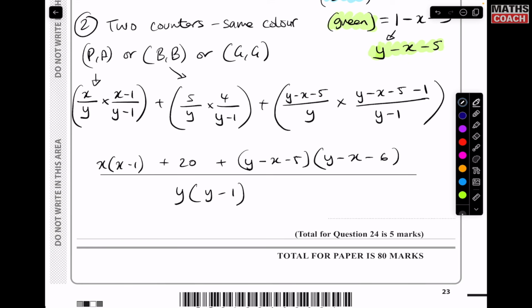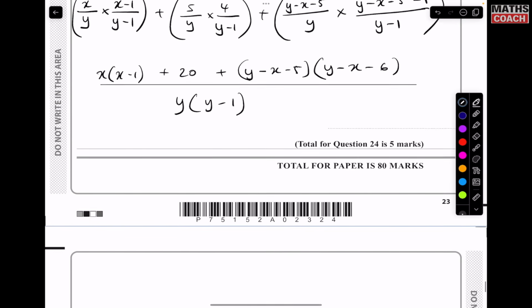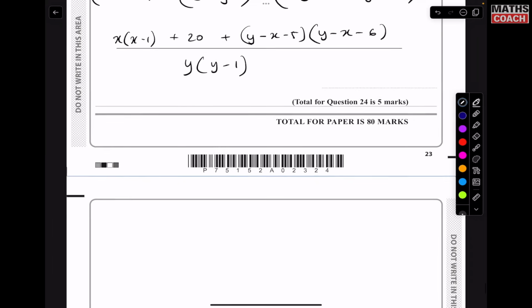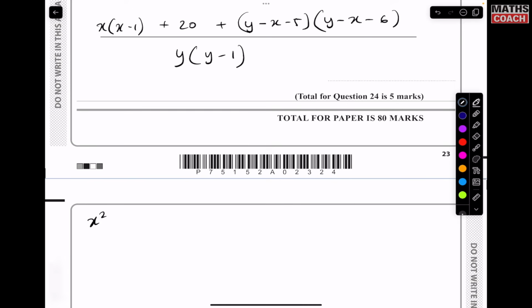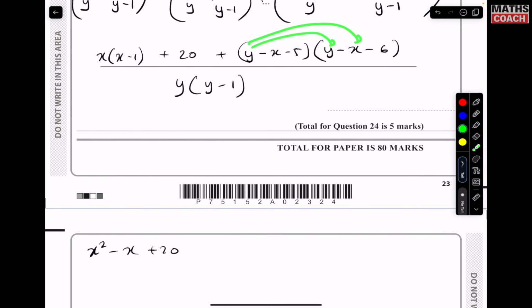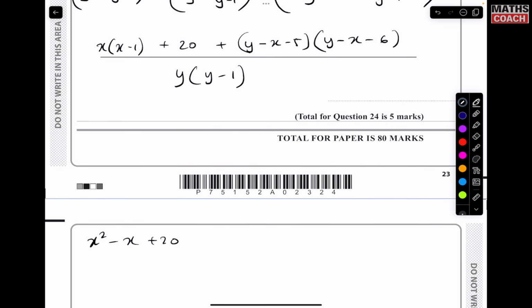Now, we need to expand. We need to expand all of that. So we've got x squared minus x plus 20. And now we have to expand that times that, that times that, that times that. You know the drill. Okay. So I'm going to do that. Be very careful. I'm going to put it in a bracket as well, because I might get surprises.